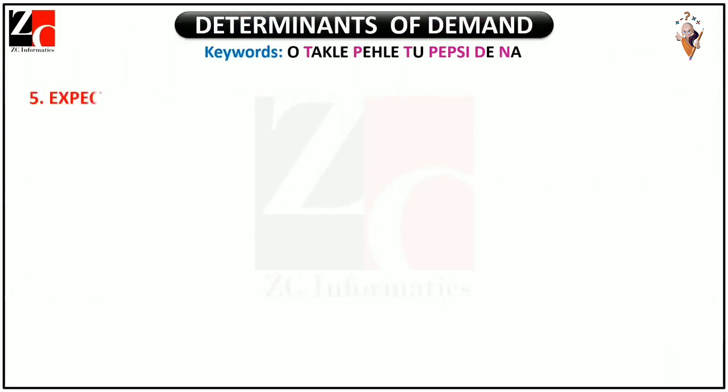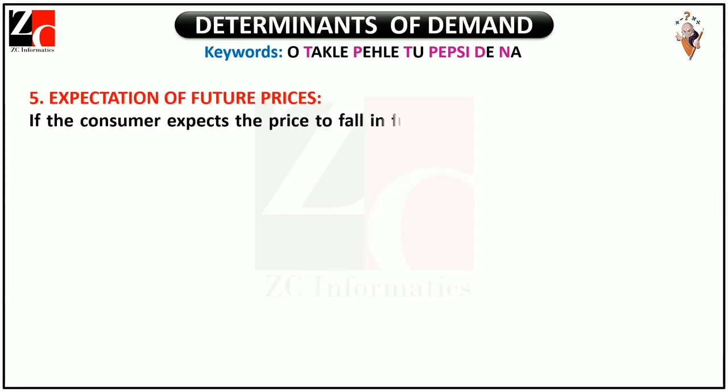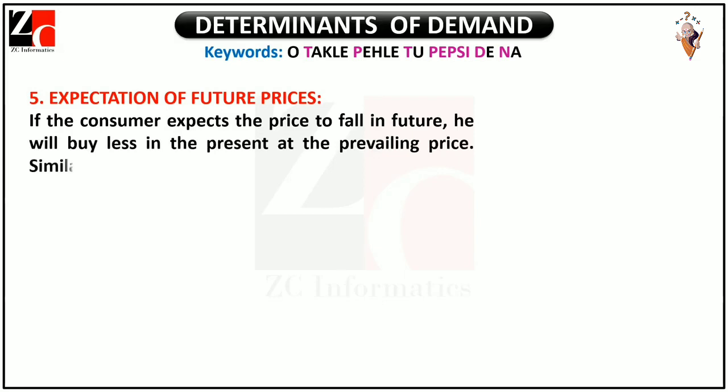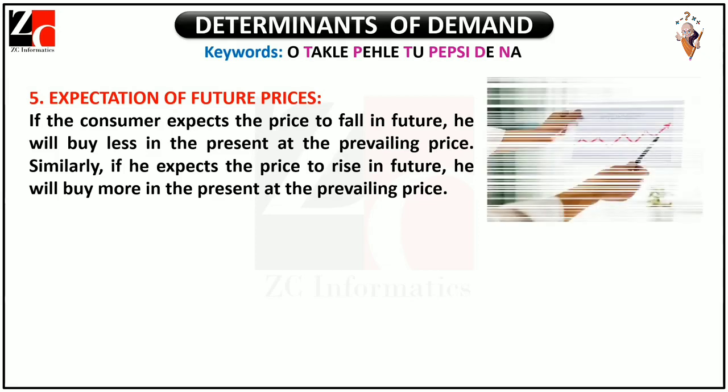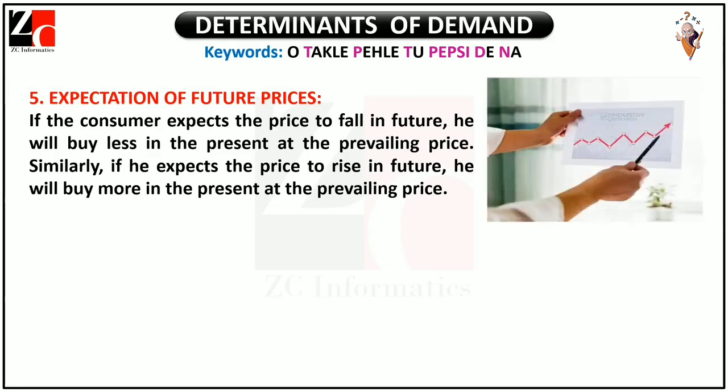Point number 5. Expectation of future prices. If the consumer expects the price to fall in future, he will buy less in the present at the prevailing price. Similarly, if he expects the price to rise in the future, he will buy more in the present at the prevailing price. If a consumer expects a fall in the price of a commodity in the near future, they will demand less at present price and vice versa. It shows that expectation about the future prices affects demand.